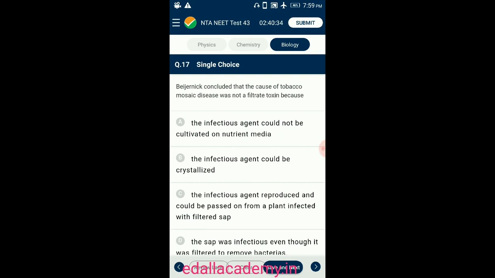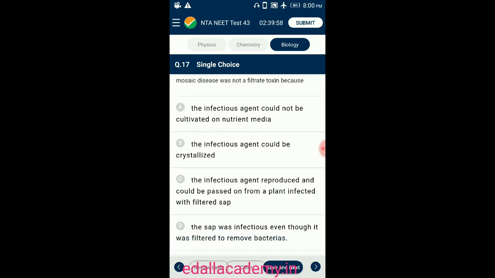Question number 17. Beijerinck concluded that the cause of tobacco mosaic disease was not a filtrate toxin because M.W. Beijerinck demonstrated that the extract of infected plants of tobacco could cause infection in healthy plants, and called the fluid contagium vivum fluidum. It is also called infectious living fluid. The virus was found to be smaller than bacteria because they pass through a bacteria-proof filter. So the answer for this question is option D. The sap was infectious even though it was filtered to remove bacteria.